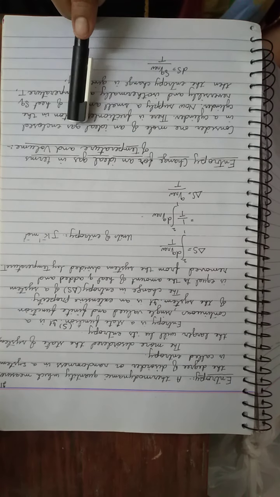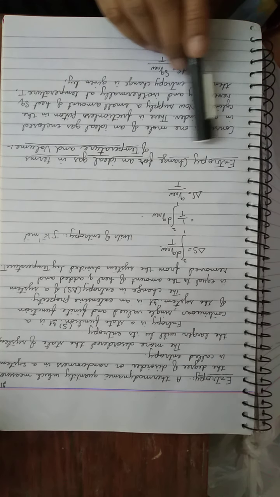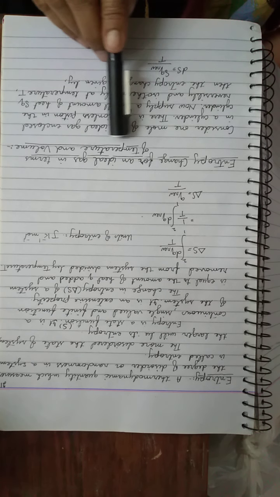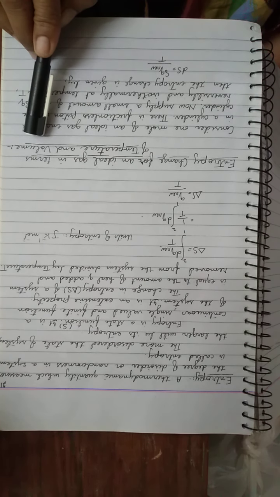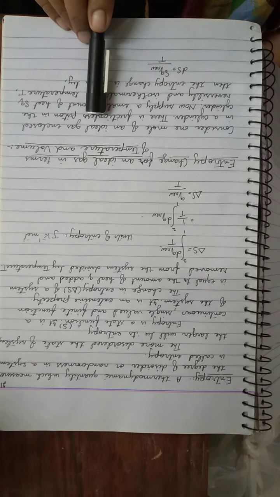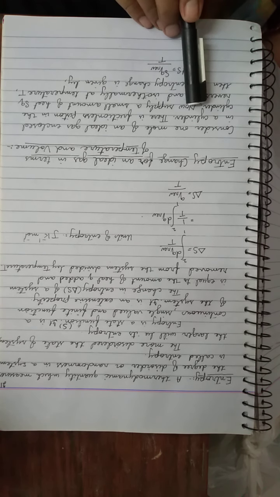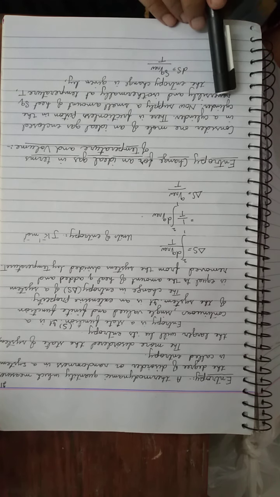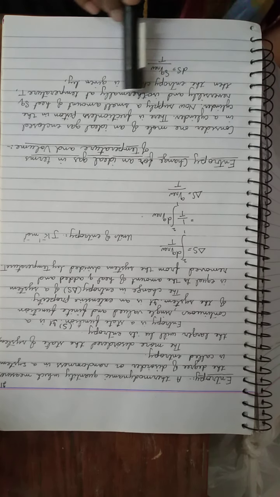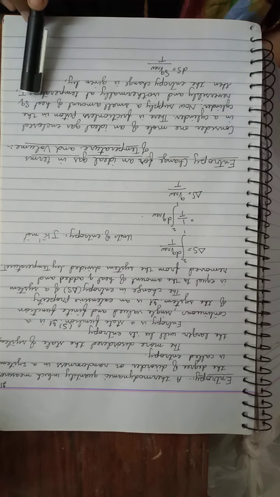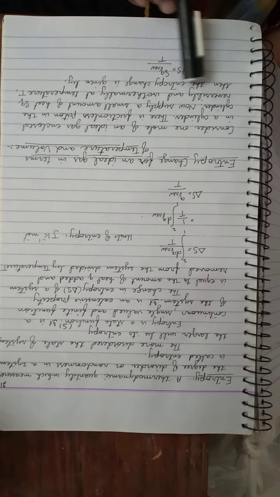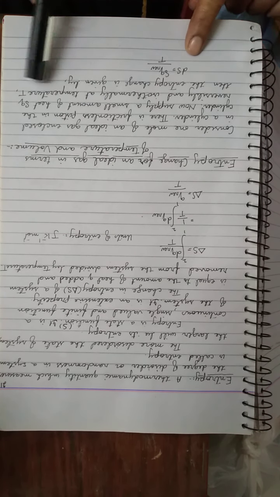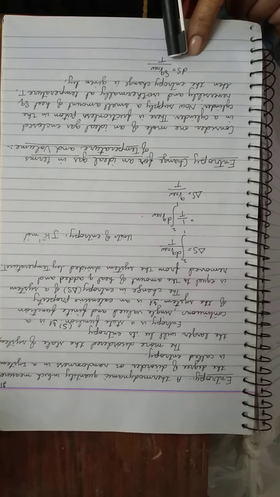Our next topic is the entropy change for an ideal gas in terms of temperature and volume. Consider 1 mole of an ideal gas enclosed in a cylinder with a frictionless piston. Supply a small amount of heat, partial Q, reversibly and isothermally at temperature T. We will show it mathematically in this form.